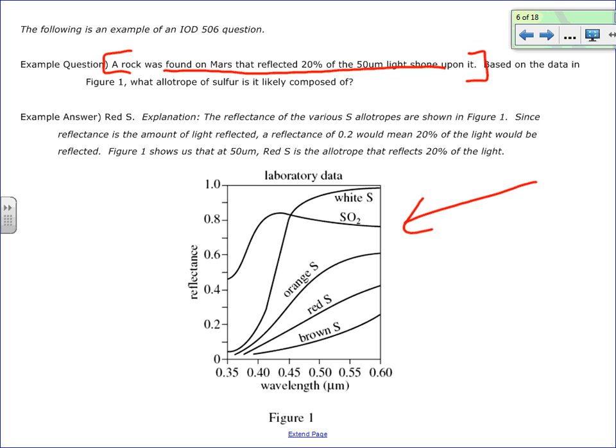Is it red S? It's red S. Yep, good. All right, the answer is red S. How did you get it? I just looked at 50 micrometers, and I looked at the bottom where it says wavelength. So I looked at 50, and then I looked at 20%, and I just connected the lines. So this line would go, oh, geez, that's not very tall. And this line would kind of go like this. And we see that they actually intersect about right here, which would be on red S.